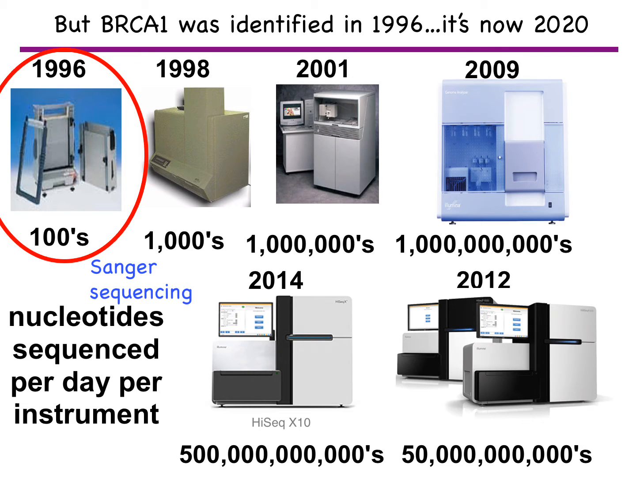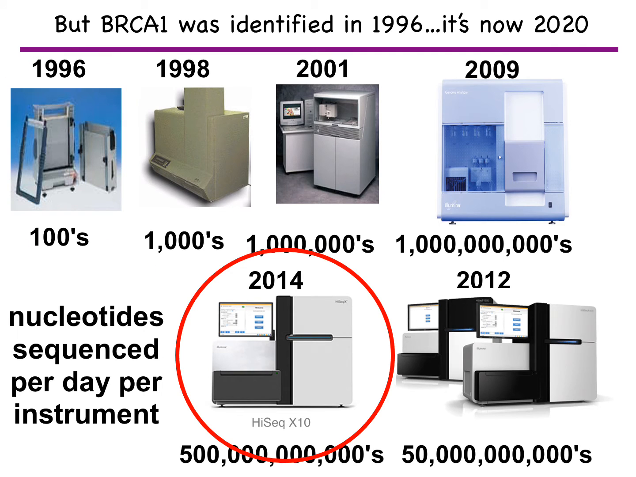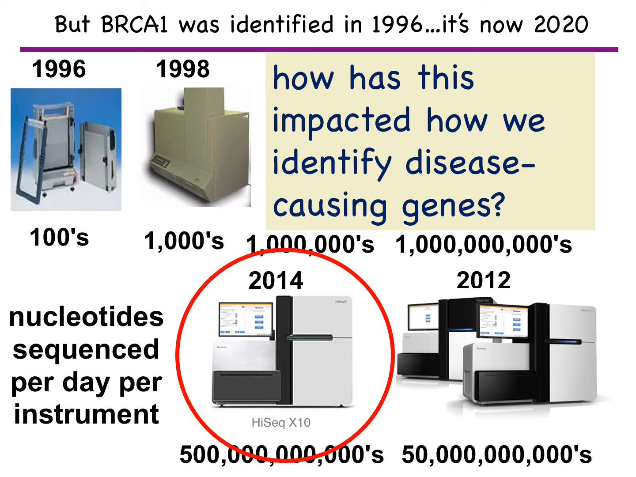But if you come to the present, and this is actually a little bit out of date, now you can sequence something on the order of 500 billion base pairs of DNA in a single day. It's pretty incredible how much the technology has changed. And this has really dramatically impacted how we can identify disease-causing genes. We'll talk about that a little bit later in the lecture. I want to first talk a little bit about the sequencing developments and the Human Genome Project before I go on and talk about the sequencing technology that's being used currently.